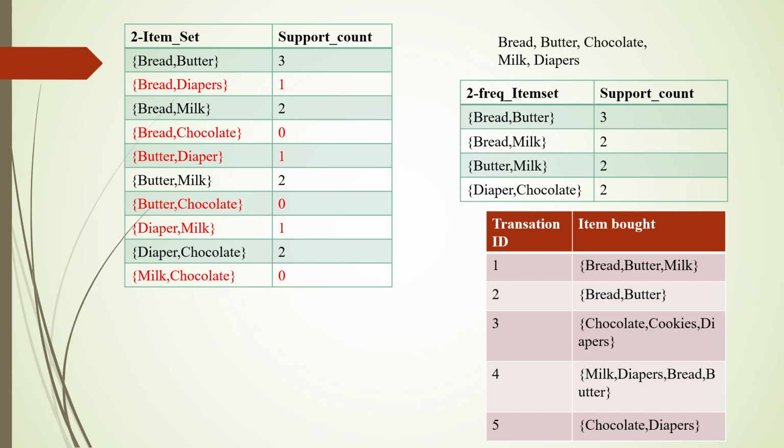Likewise, we need to calculate the minimum support for the second frequent item sets. So after the elimination, the remaining elements are bread butter, bread milk, butter milk, diaper chocolate. These are the second frequent item sets. Likewise, we need to find the third frequent item set.